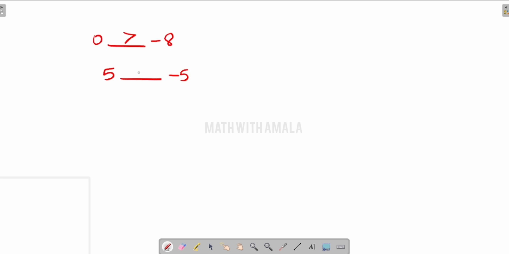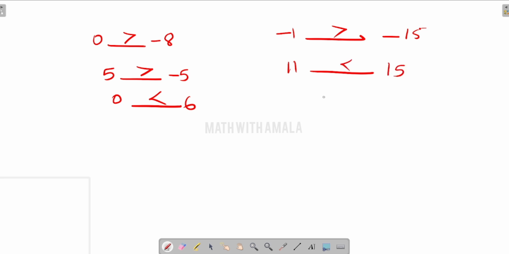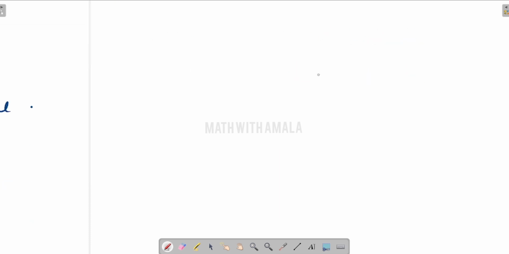Now you can use the symbols. 0 is greater than minus 8, 5 is greater than minus 5, 0 is less than 6, minus 1 is greater than minus 15. Here 1 is less than 15, but minus 1 is greater than minus 15. 11 is less than 15, likewise minus 20 is less than 2. And for example, minus 10,000 is less than 2. Okay, you have to look at the sign rather than the number.